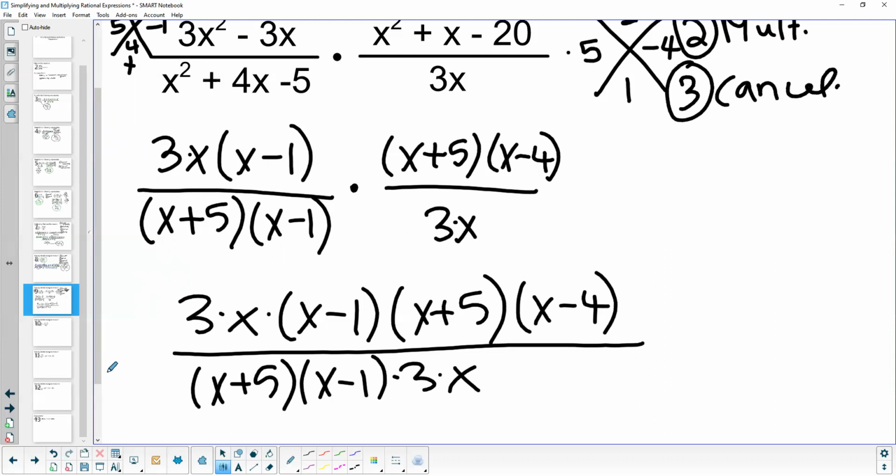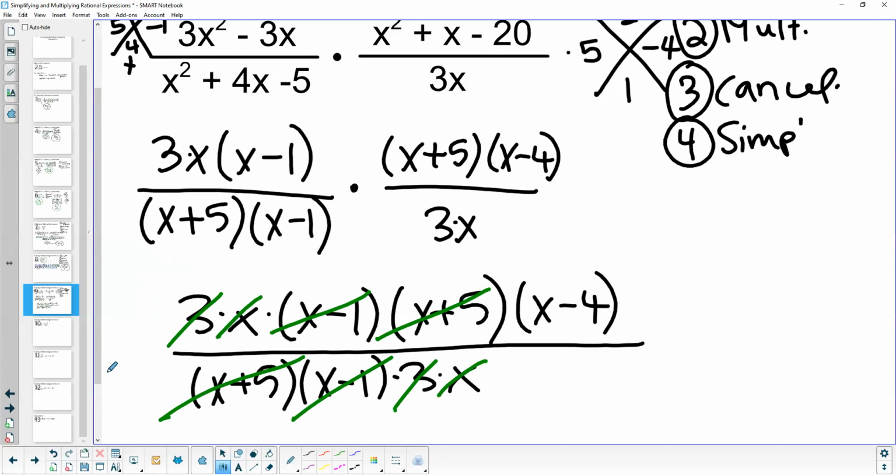And so we are going to then cancel out what's in common here. I've got a 3 on top, 3 on bottom, an x and an x, minus 1, minus 1, an x plus 5, an x plus 5. And what are we left with? That's our fourth step, is to simplify it. After I have canceled out everything that I can, what do we have left? In this case, everything on the bottom canceled and everything on the top canceled except for x minus 4.